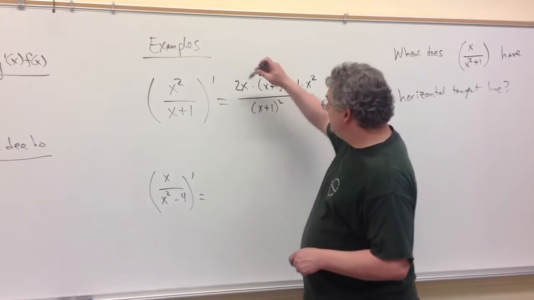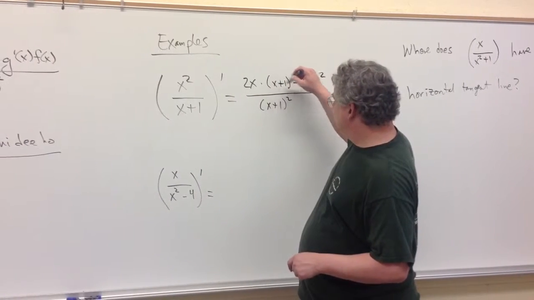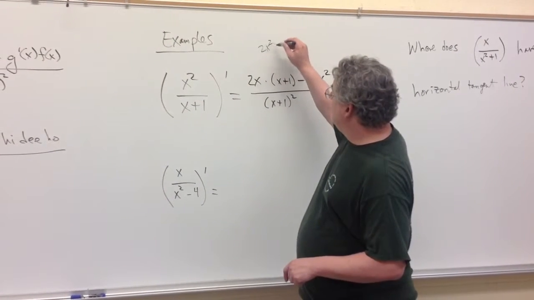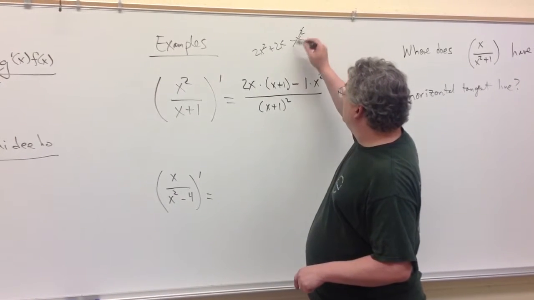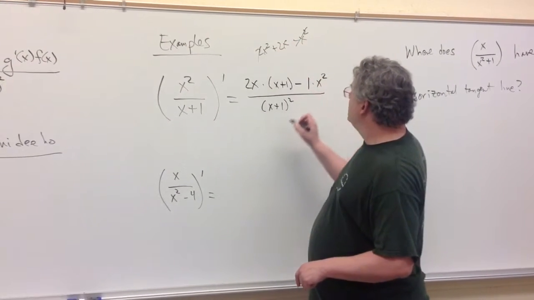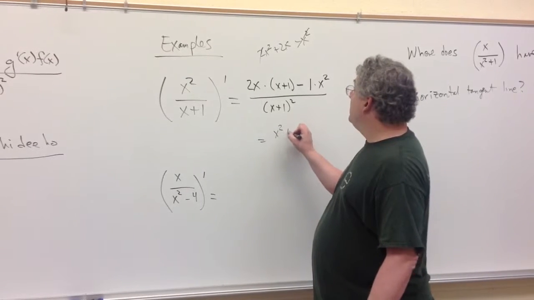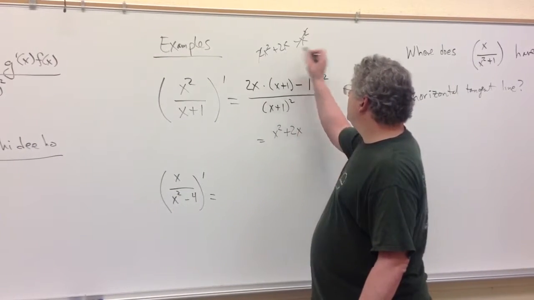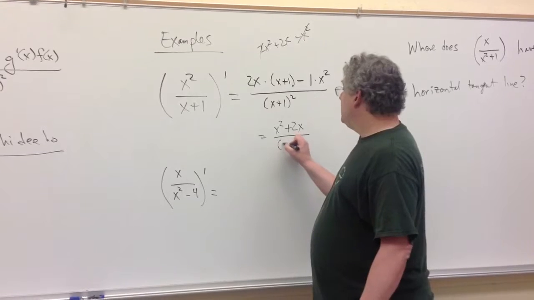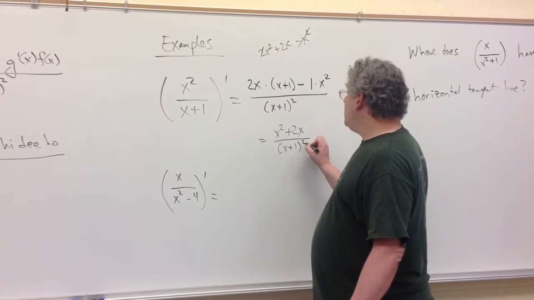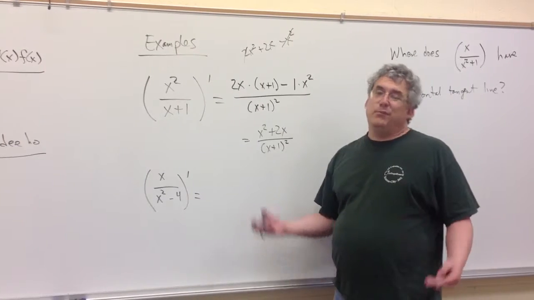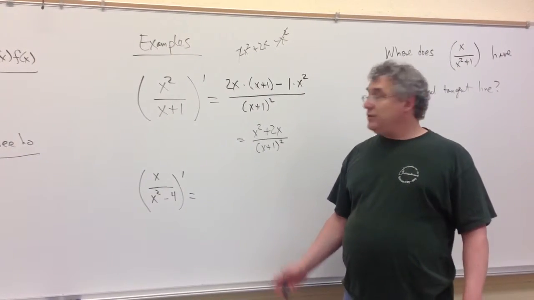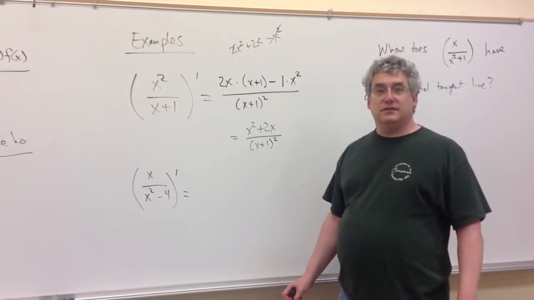So let's do this. Just above it. 2x times this is what? 2x squared plus 2x minus x squared. I can cancel one of them. So I'm going to end up with x squared plus 2x for the top over x plus 1 quantity squared. Now, I could factor the top again, but unless I really need to, I'm satisfied with this.